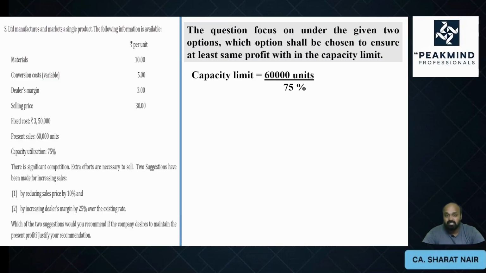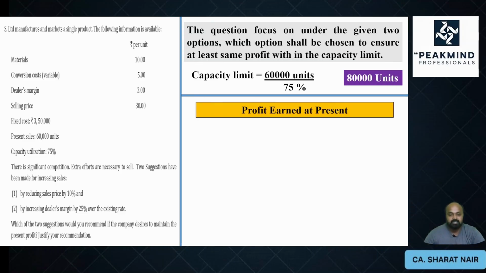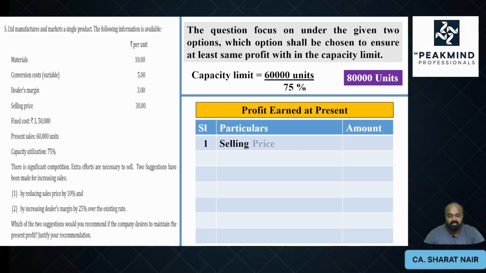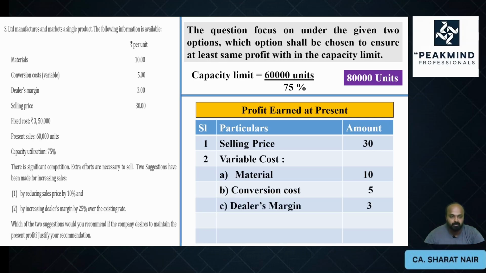Now, capacity limit, I told you it is how much? 80,000. Next, they are saying profit earned at present cost. Let us find out profit earned at present. So given selling price is how much? 30. Let us write down all the variable costs: material, conversion cost, dealer's margin, one by one, which are given in the first part of the question itself. And I will arrive at total variable cost, which will be 10 plus 5 plus 3, it will be 18. By that way, I can find out my sales minus variable cost, contribution, which will be how much? 30 minus 18, it will be 12.